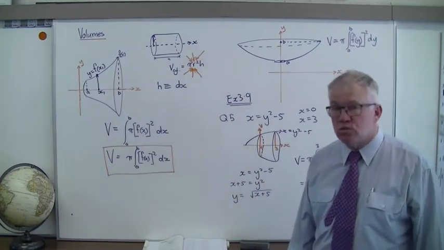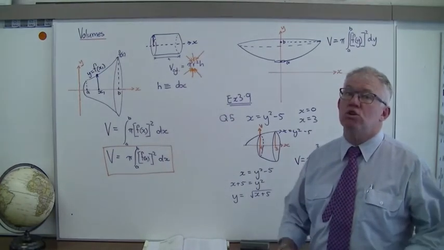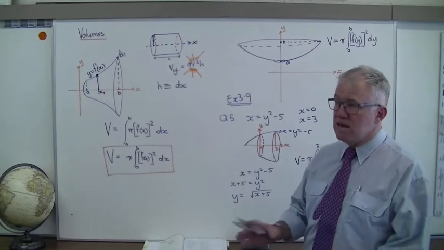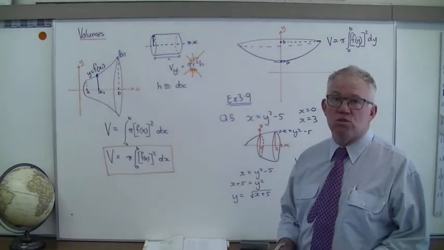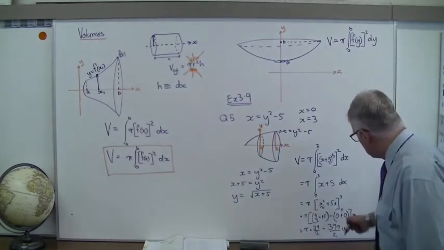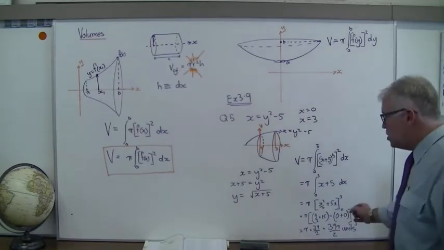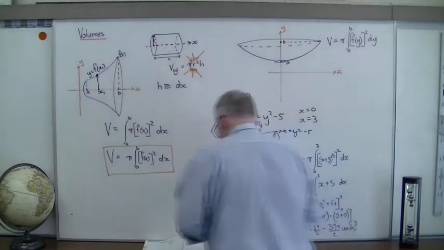And the units for any volume are units cubed. For any area, it's going to be units squared. For any volume, it'll be the units cubed. 39 pi on 2 units cubed.